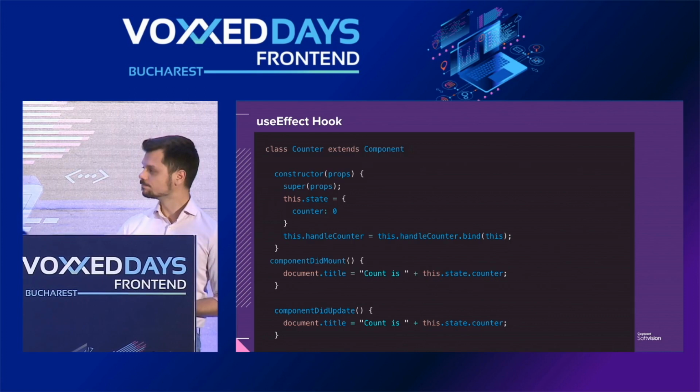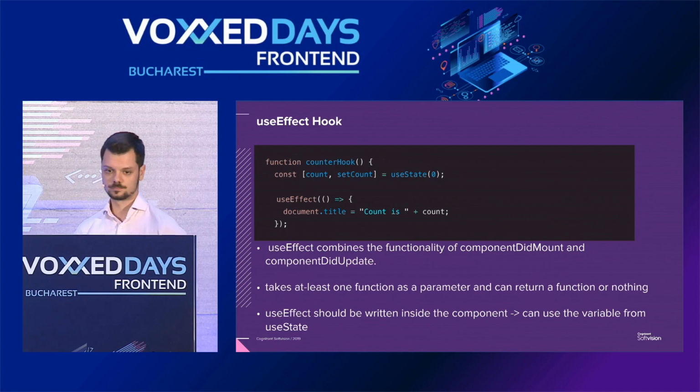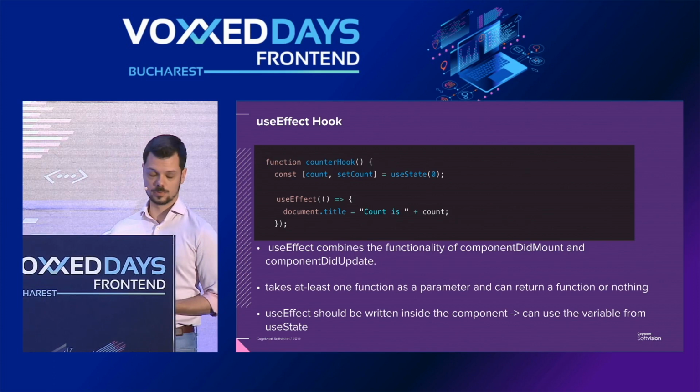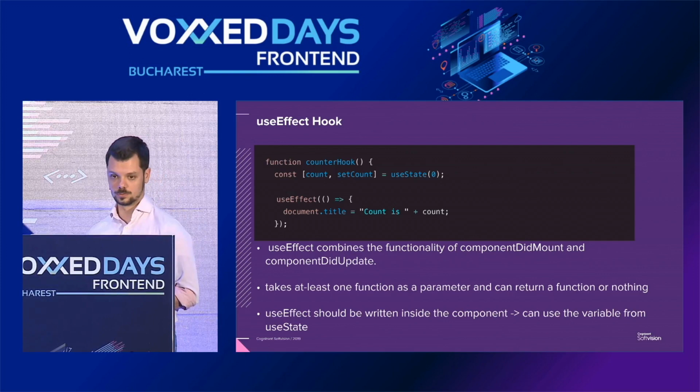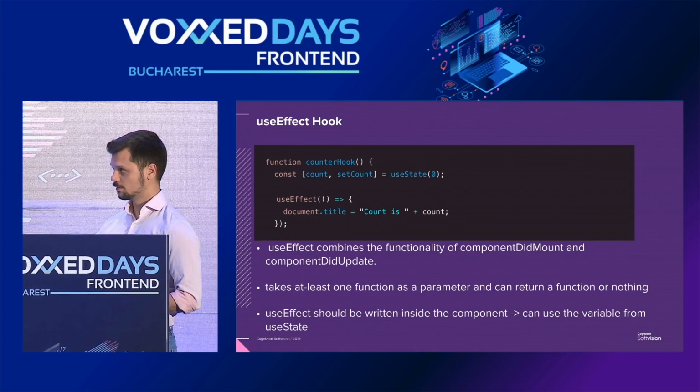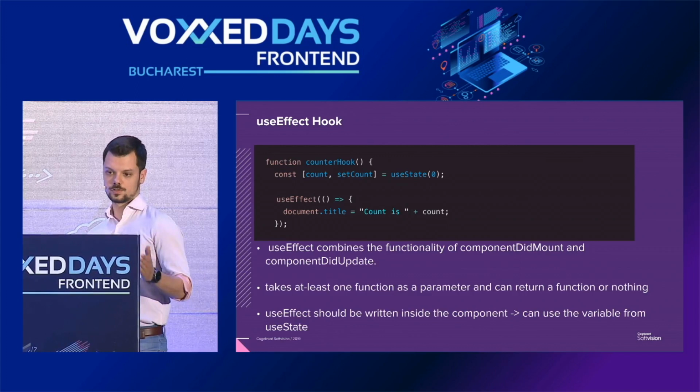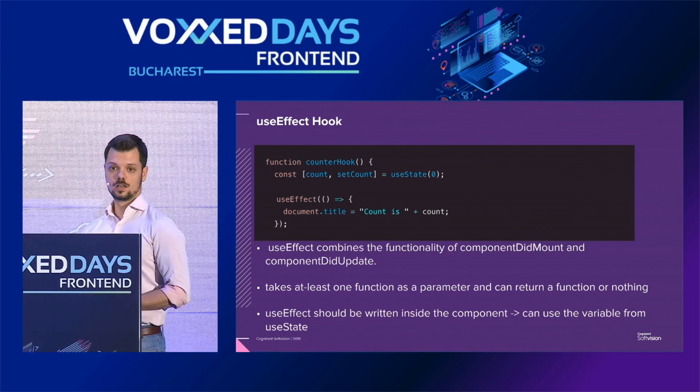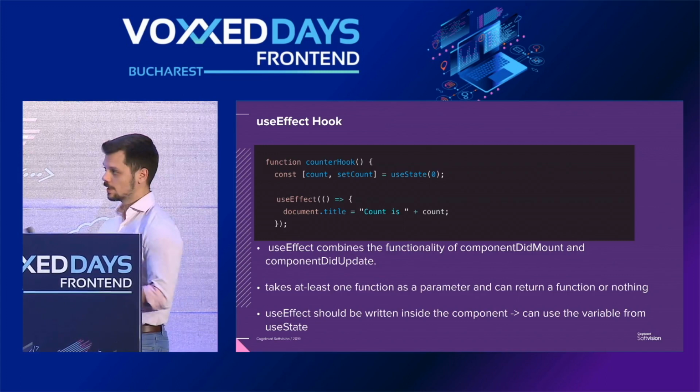So what we could do is use a hook. We have the useState hook from the previous example Gratian showed you, and then we add the useEffect hook that just updates the count in the document title. So this hook combines the functionality of componentDidMount and componentDidUpdate from the previous slide. They run after the first render and after every update. And I will talk later about how to customize this, because you can customize this.